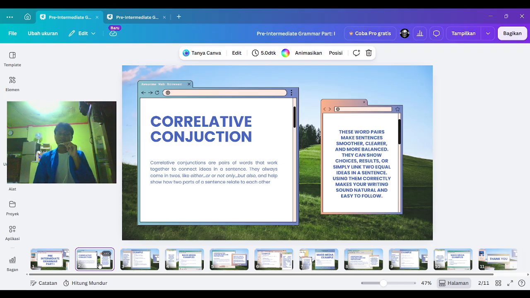What is a correlative conjunction? Well, correlative conjunctions are a pair of words that work together to connect ideas in a sentence. They always come in twos, like either/or, not only, but also, and help show how two parts of a sentence relate to each other. These word pairs make sentences smoother, clearer, and more balanced. They can show choices, results, or simply link two equal ideas in a sentence. Using them correctly makes your writing sound natural and easy to follow.